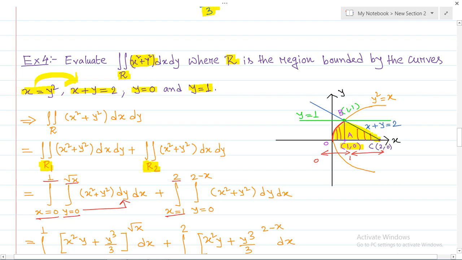So on the x-axis, the value of y is 0. On the upper curve, what is the value of y? y is equal to 2 minus x. So y will range from 0 to 2 minus x.